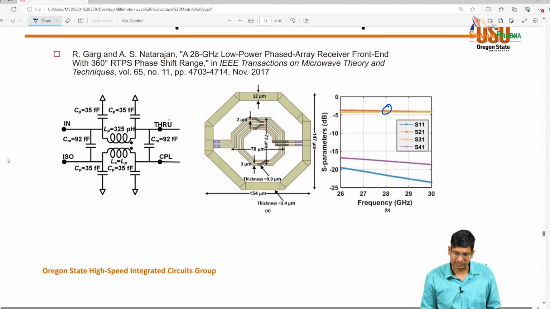On this, I believe that this is correct. It depends on whether you are emulating a branch line hybrid or a coupled line circuit. In a branch line, the isolation is here. In the coupled line, the isolation is here. So this is a lumped implementation of a branch line.